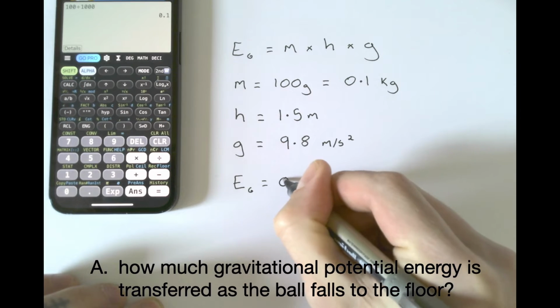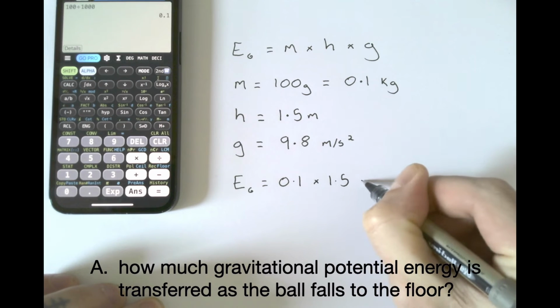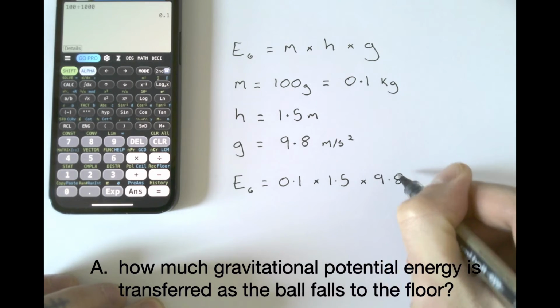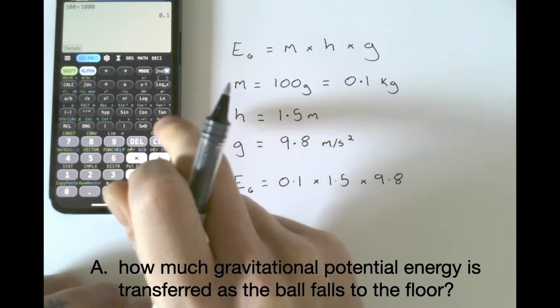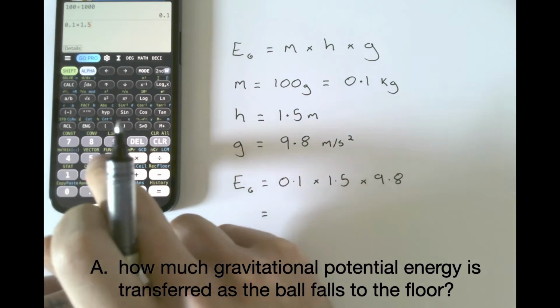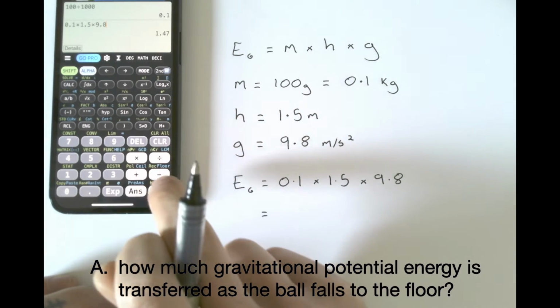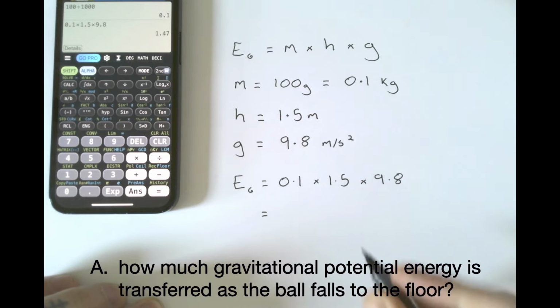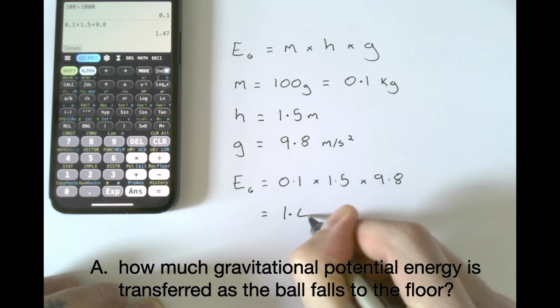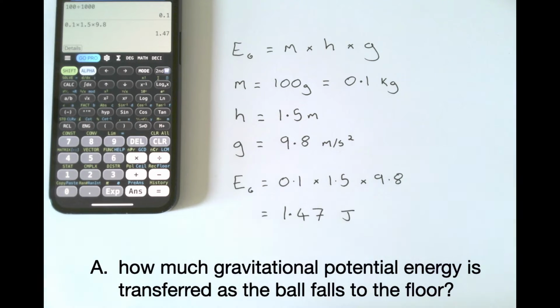We've got the mass multiplied by the change in height multiplied by the gravitational field strength. So if I do that, that's going to give me 0.1 times 1.5 times 9.8, which is 1.47. And the unit will be joules because we're calculating an amount of energy. So that is part A.